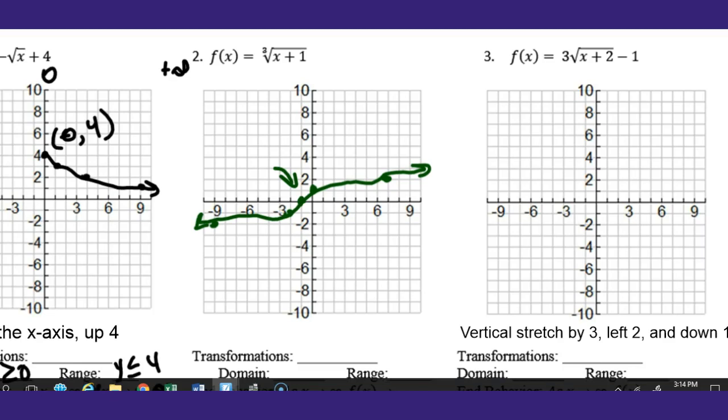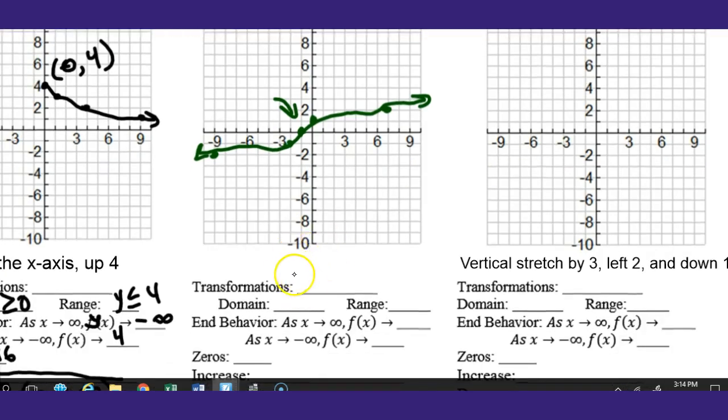Anyway, transformations. Well, we only have, guys, make sure you know that this is the cube root. That's the index of the radical. That is not a transformation. So the only transformation we have is that +1, which we would say left 1.